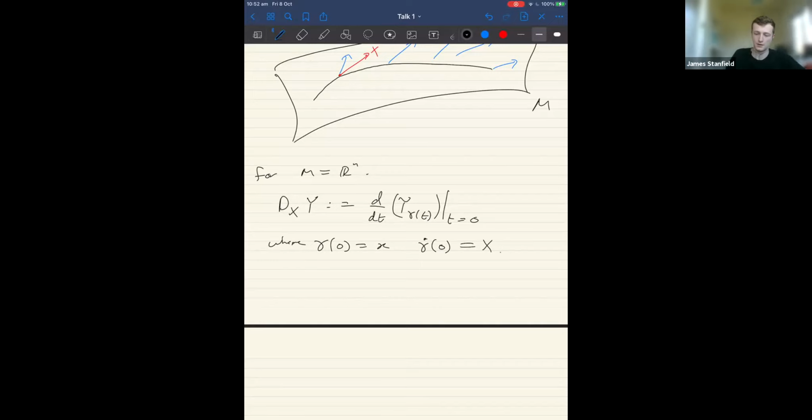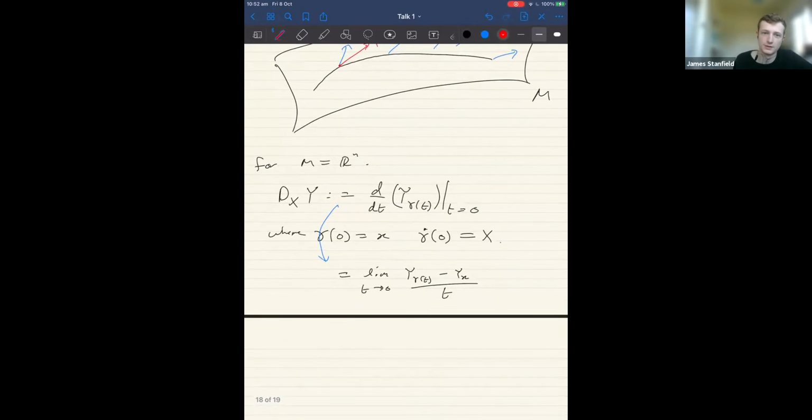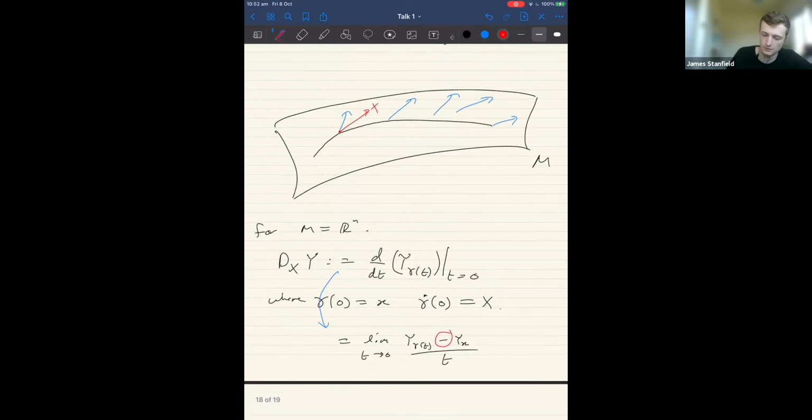Okay, but this derivative is simply some limit, right? As t goes to 0, of Y of gamma of t minus Y of gamma of 0, which is just X, over t. And so you can see where our problem comes in if we try to directly generalize this, right? We're subtracting two vectors, okay?